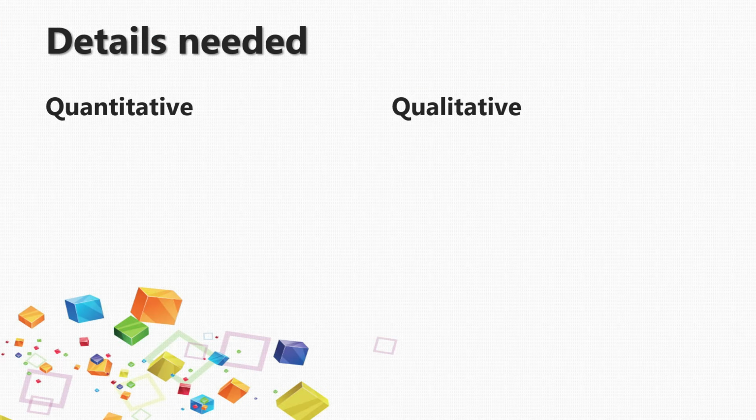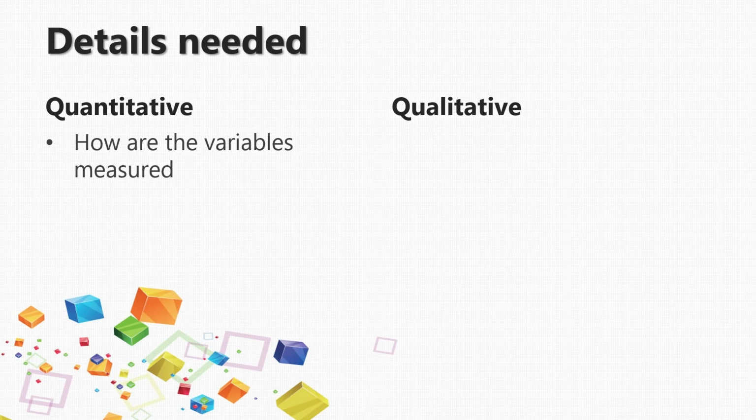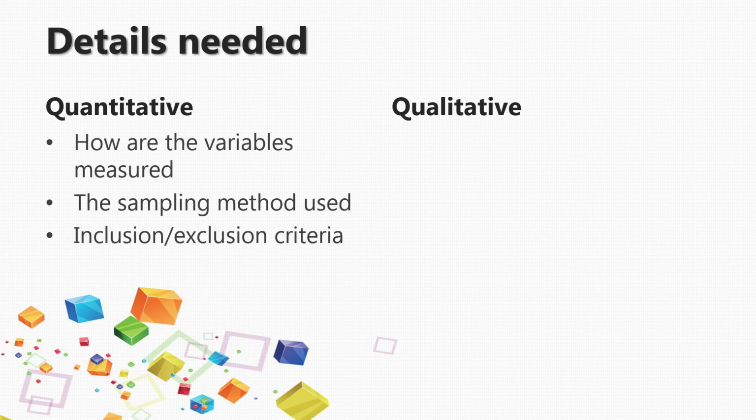So what we need to recall at this point is, have we chosen a quantitative approach or a qualitative approach? If you are using a quantitative approach, then you need the following details. Number one, how do you intend to measure the variables? And this is where your operational definitions would come in handy. What is the sampling method that you have used? Are you using probabilistic or non-probabilistic? And what are the inclusion or exclusion criteria?